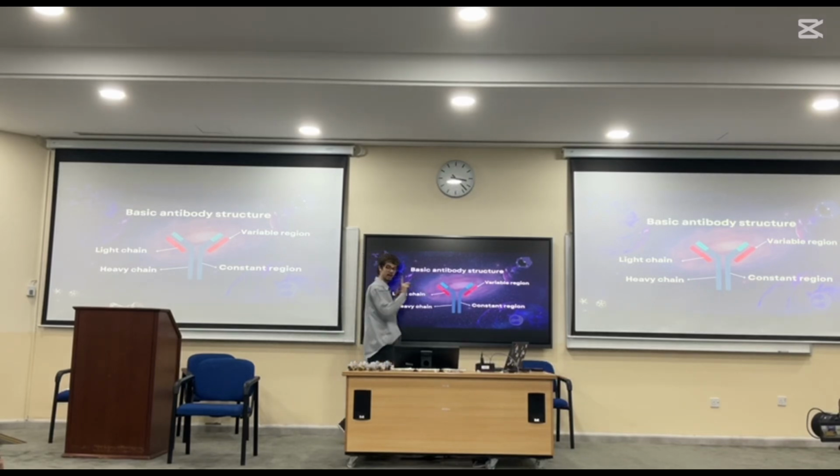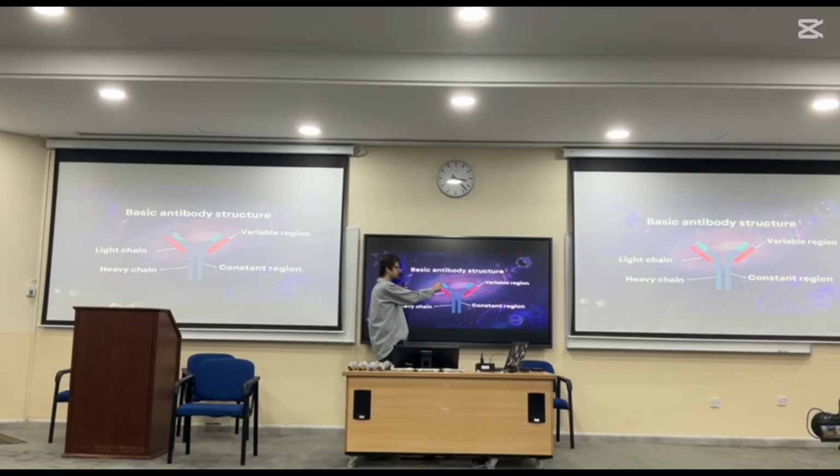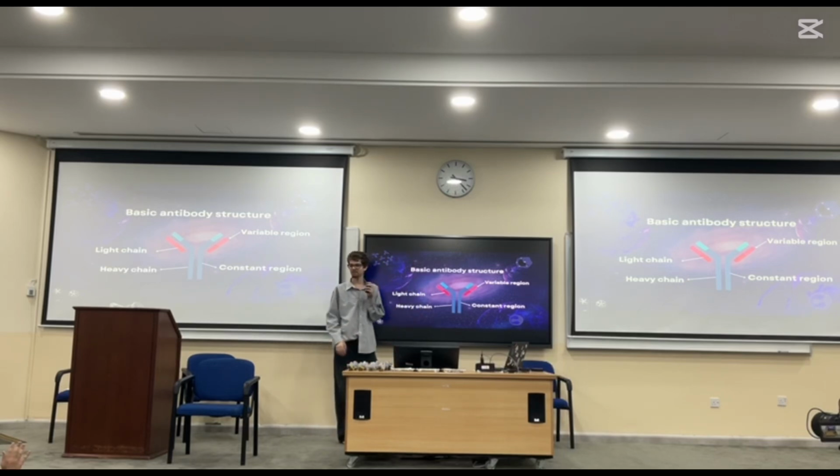And each chain has a variable region, but how many antigen binding sites do you have? You have 2. Exactly, you have 2. Because 2 variable regions together form 1 antigen binding site, and on the other side it's the same thing. Now, what is the purpose of the constant region? Or where is it in the first place? Ignore the label. I said ignore the label. Where is the constant region?